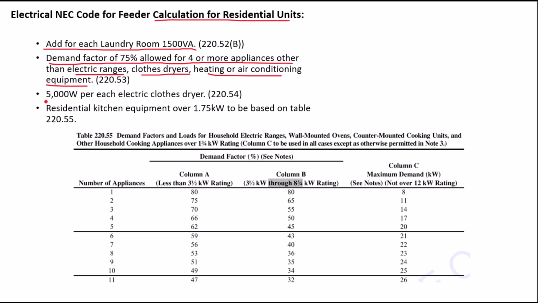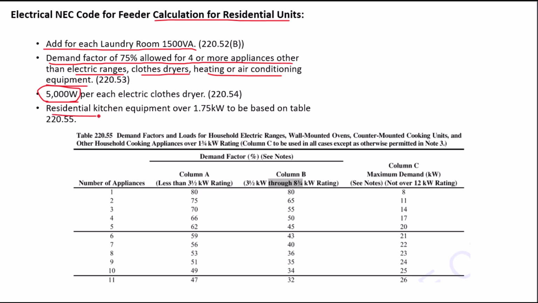For the electric clothes dryer, you would use 5,000 watts. So sometimes you can have a gas clothes dryer or an electric. So whenever you have an electric, typically you could just use 5,000 watts. If the actual electric clothes dryer uses more than 5,000, then you would have to use the higher value. But usually 5,000 is the higher number, so you would just use 5,000 watts for each electric clothes dryer.